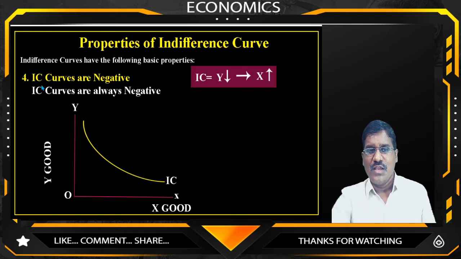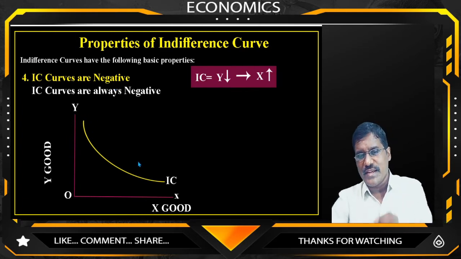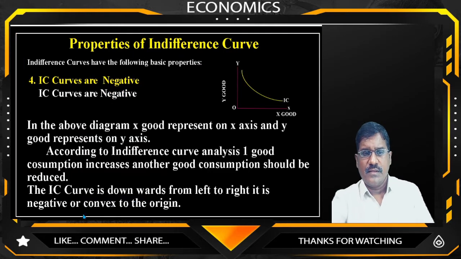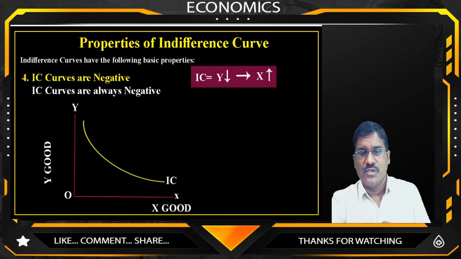So IC curves always have a negative slope. What is the negative slope? Downwards from left hand to right hand. So here the IC curve is downwards from left to right. It is negative, or convex to origin. So this is convex to origin.